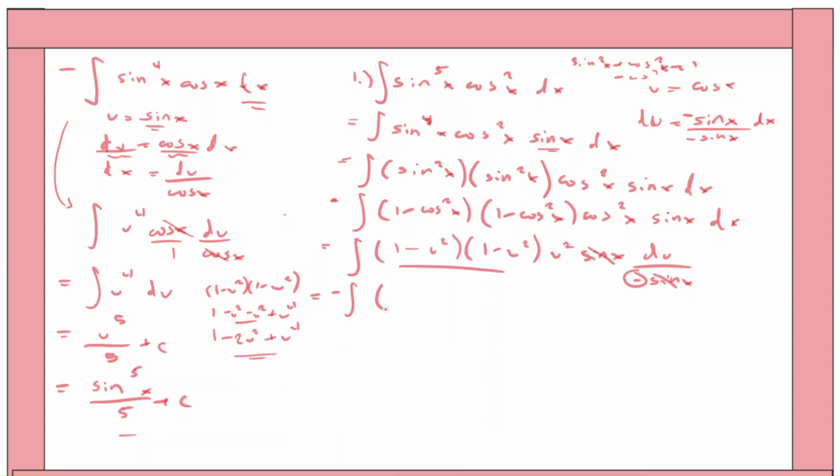So we can replace it with 1 minus 2u squared plus u to the fourth, times this u squared. We still have another u squared here from the cosine squared. And then this is just a du, because we canceled the sines and put the negative out in the front. Now we're going to distribute the u squared to the parentheses. So we'll have u squared times 1, which is u squared. We'll have u squared times negative 2u squared.